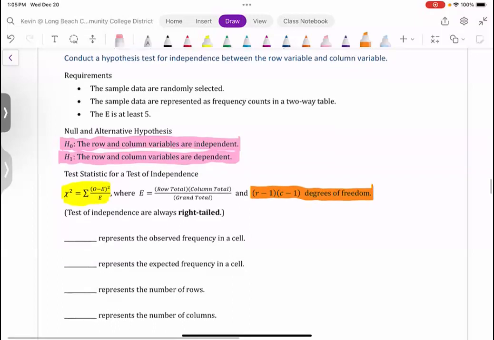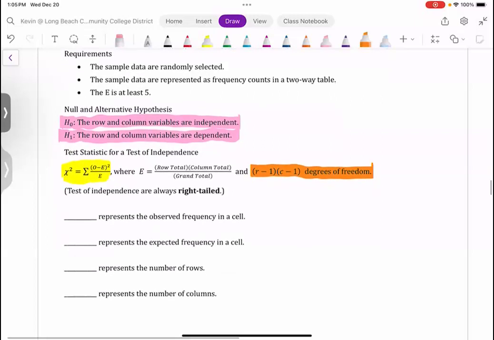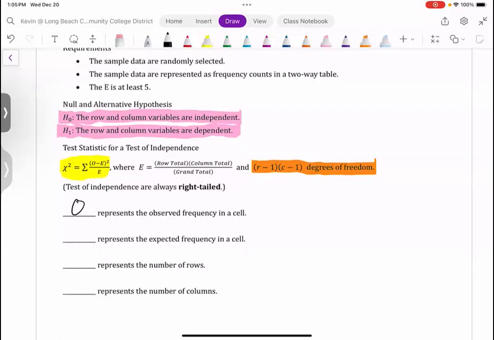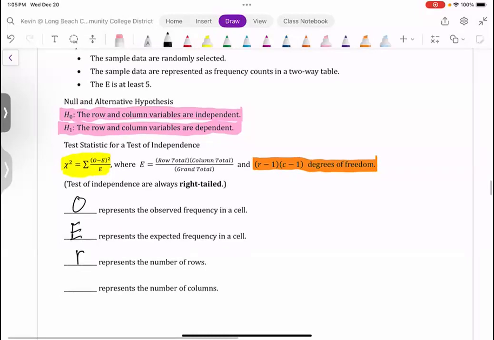And let's get some of these letters defined for us. So O represents the observed frequency. That will be given to us. E is going to be the expected frequency. R represents the number of rows, and C represents the number of columns. Now, to be clear, rows are always left and right, columns are always up and down, and the order always goes row, then column.